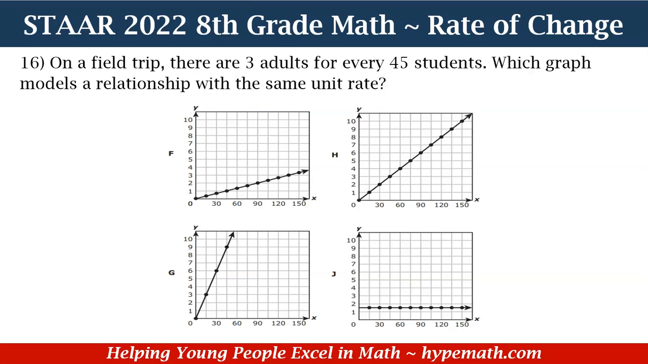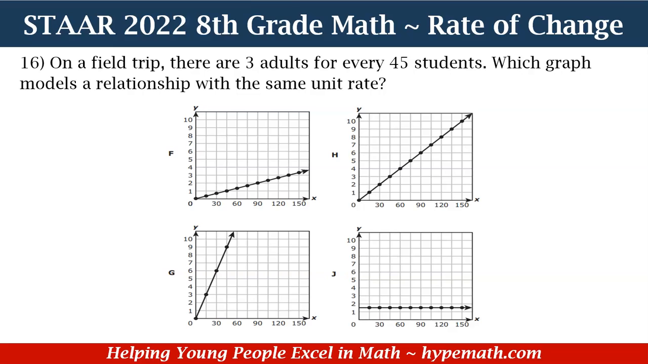Number 16 says, on a field trip, there are 3 adults for every 45 students. Which graph models a relationship with the same unit rate? And we see that for F, for our x-axis, we are counting by 30s, but the line that is in between, that is 15. So it's actually 0, 15 is just not written, 30, 45, 60, 75, and so on. So that's the x-axis. And for the y-axis, we are counting by ones.